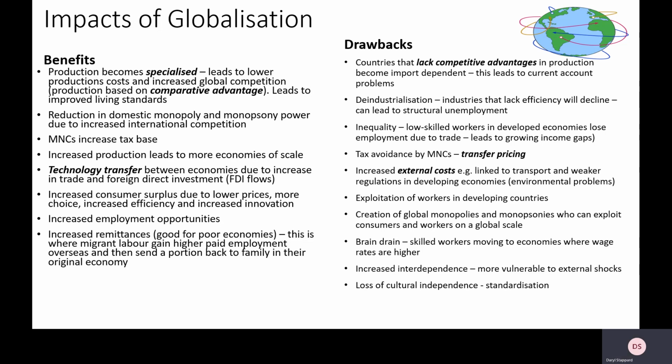The bottom one is the final one I'll pick up on in terms of benefits, remittances. So for poor or developing economies, if they can send their labour overseas where they can earn more money, then a proportion of this can be sent back to their family and friends back home. And that allows those people to earn foreign currency. So for example, if someone from Bangladesh went to work in the UK, they can send pounds back to Bangladesh. Their family and friends can then use those pounds to buy imported products from the UK, which will hopefully improve their living standards.